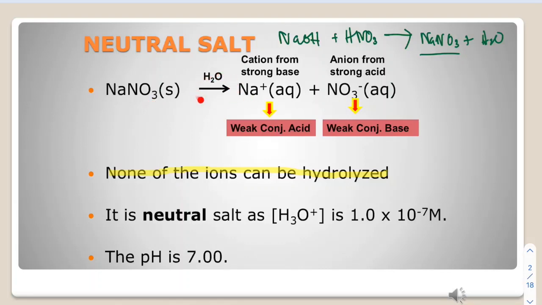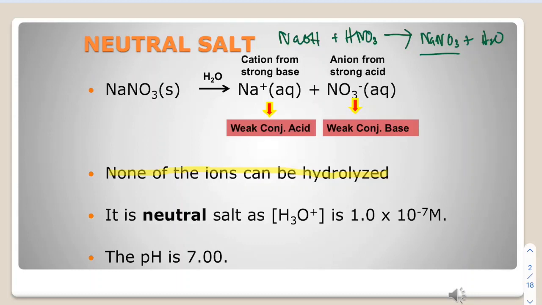Look at the arrow, this is the forward arrow because the salt can 100% ionize. Let's look at the first ion, which is Na+. It is the ion, or the cation, that comes from a strong base. Na+ is the ion that comes from sodium hydroxide. So when it is the ion that comes from a strong base, it is a weak conjugate acid. While nitrate is an ion that comes from a strong acid, HNO3. Since nitrate is the anion of the strong acid, it is a weak conjugate base.